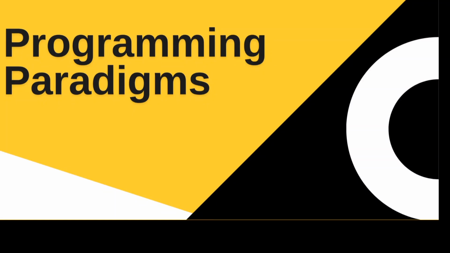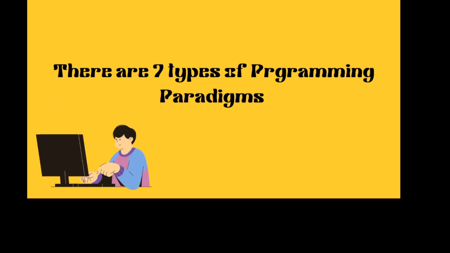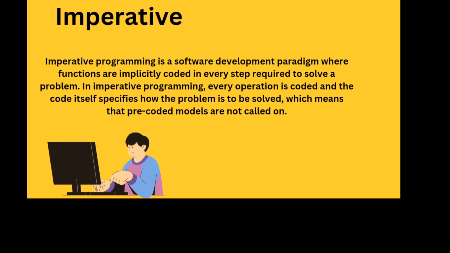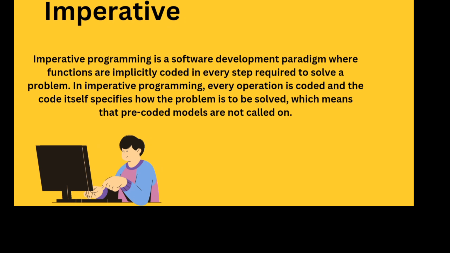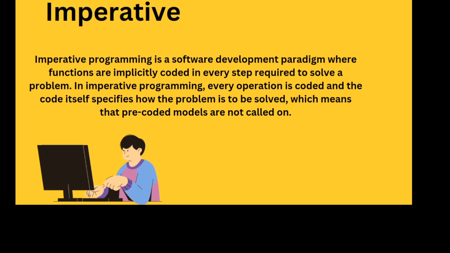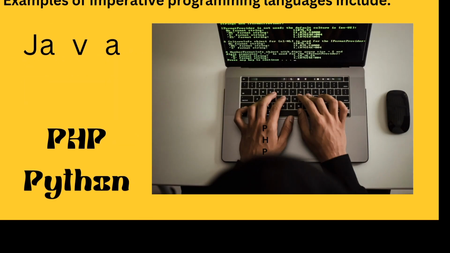Programming paradigm. There are 7 types of programming paradigm. First is imperative. Imperative is a software development paradigm where functions are implicitly coded in every step required to solve a problem. Examples of imperative programming languages include Java, PHP, Python.